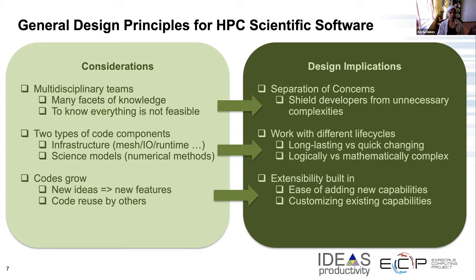The second consideration is that there are two types of components in almost any code, whether it is explicitly stated or is implicit in the code. This is almost always true. There is a code that pertains to the infrastructure, which would include things like the discretization, the mesh, the IO, the runtime, etc. And then there are the code components that implement the science model, which are the actual equations that we are trying to solve. So that's where the numerical methods are.